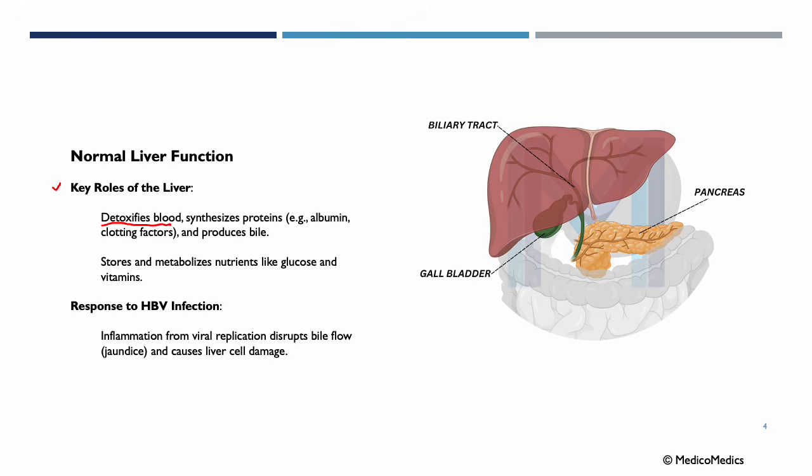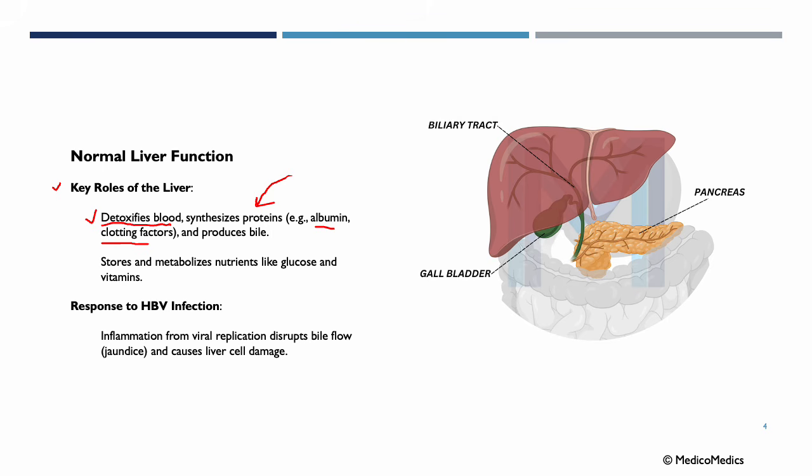Another part of this role is that it metabolizes, for example, alcohol and clears medications and other environmental chemicals. So that's a major part of our liver in its normal functioning, to detoxify our blood. Another key role is synthesizing proteins, for example, albumin or clotting factors.